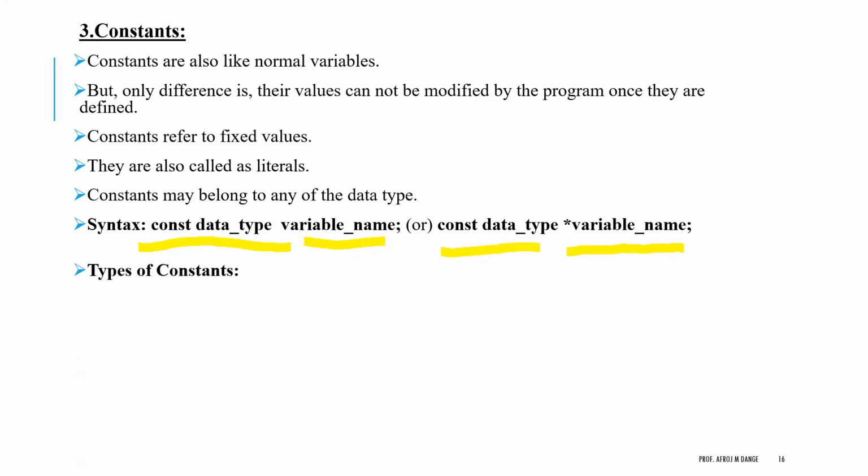Types of constants. Constants are categorized into the following types, and each of these types has subdivided categories. The first one is integer constants. Integer constants refer to a sequence of digits. Integers are of three types, that is decimal integer, octal integer, and hexadecimal integer. Examples are given.